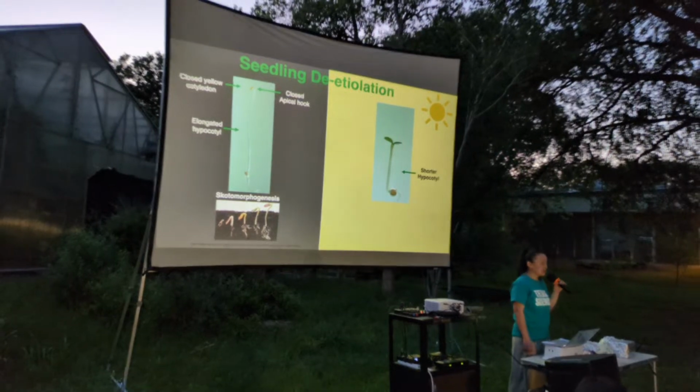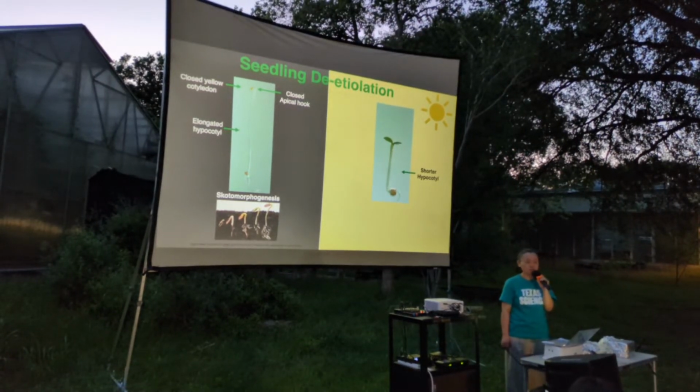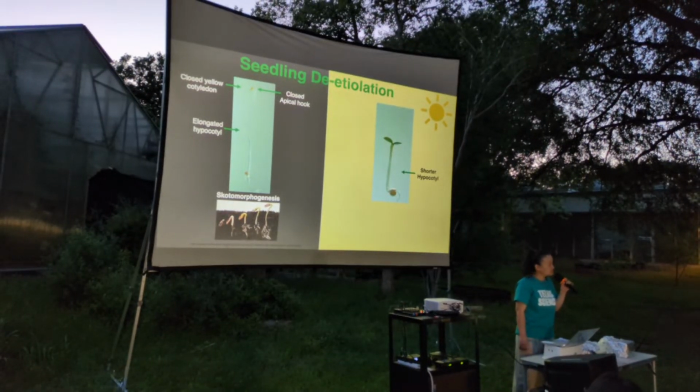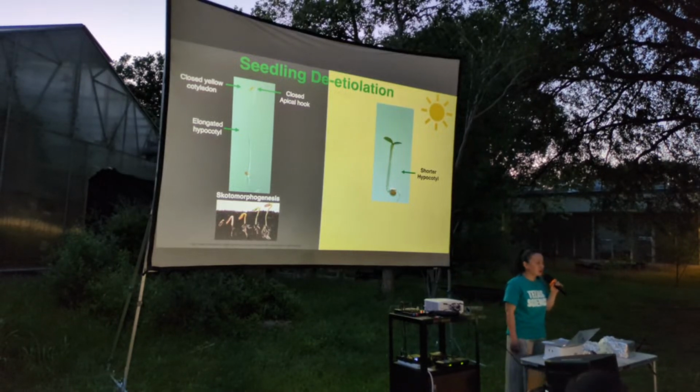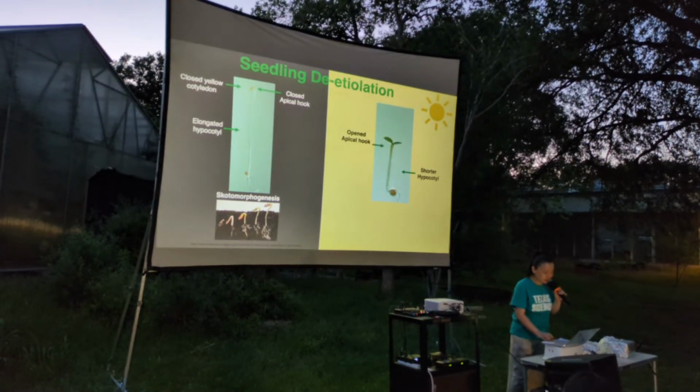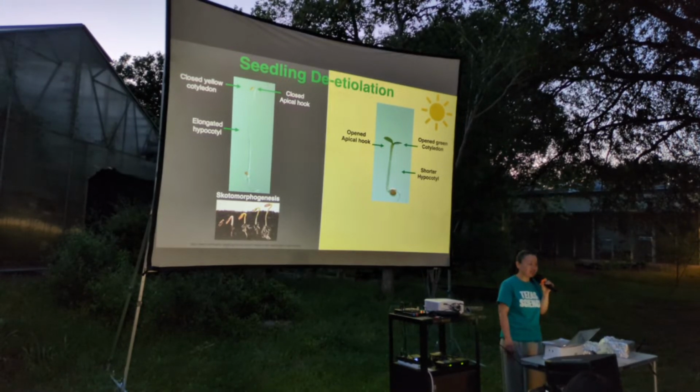So you can see it has a shorter hypocotyl. Why? Now the hypocotyl becomes shorter, not longer anymore. Yeah, it's exposed to the light. And now the plants will focus on developing the leaves and roots to get more sunlight and more nutrition from the ground. So they will not waste energy anymore to elongate the hypocotyl. Now you can see the open apical hook and the open green cotyledons.